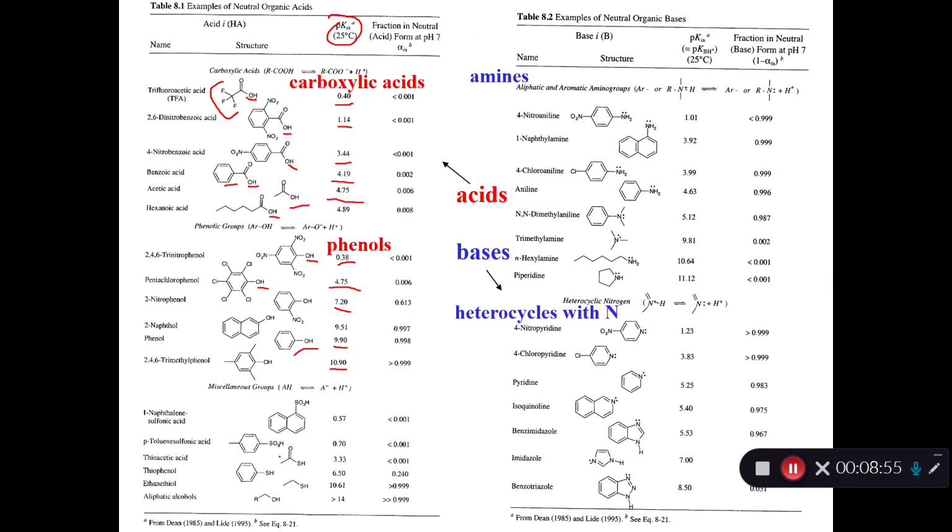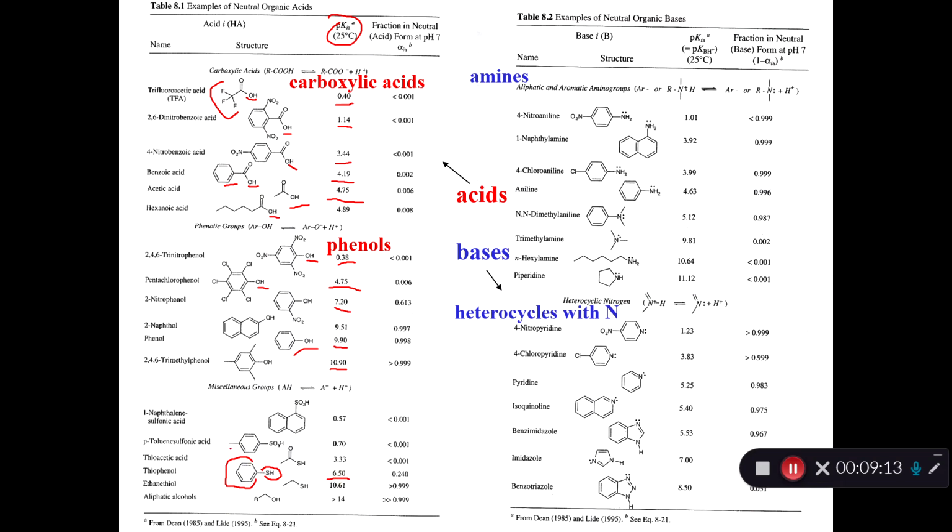And then there are a few other functional groups that can act as acids in the environment, and they typically involve sulfur. So here's a thiophenol. There's the thio group, and this is the phenol part, right? And it's got a pKa of 6.5.